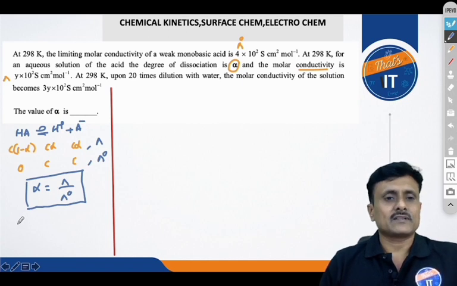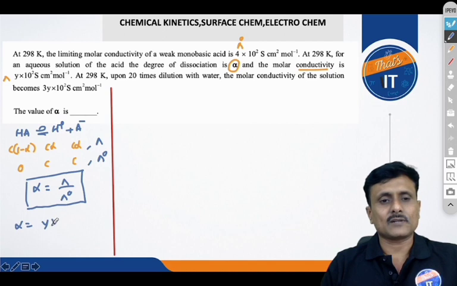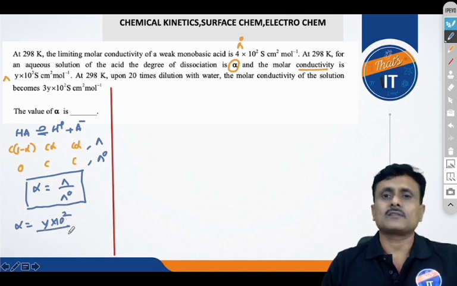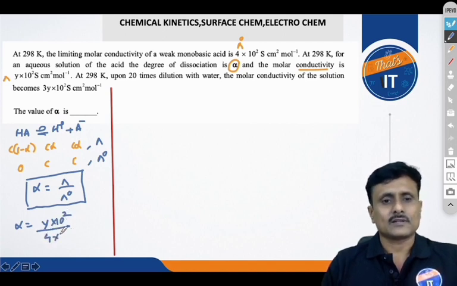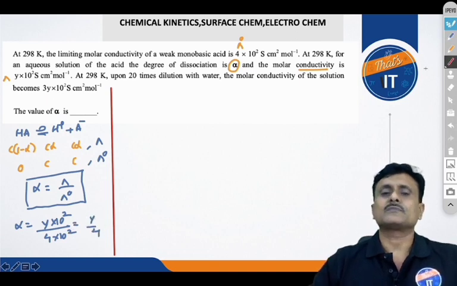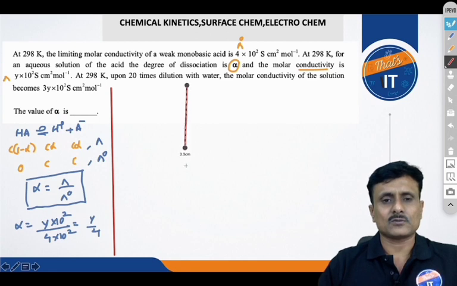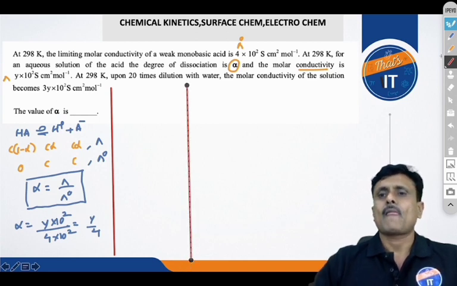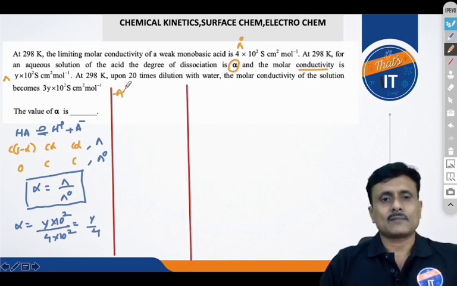Therefore, from the given values, you can see that lambda value is y into 10 power 2 and lambda naught value is 4 into 10 power 2. So, this value is turning out to be y upon 4. This is before dilution. Every situation over here is before dilution. Now, you can see after dilution what will happen?